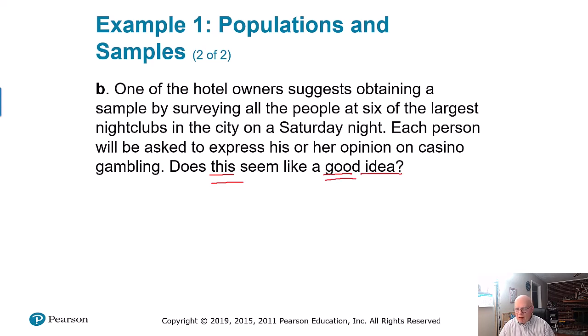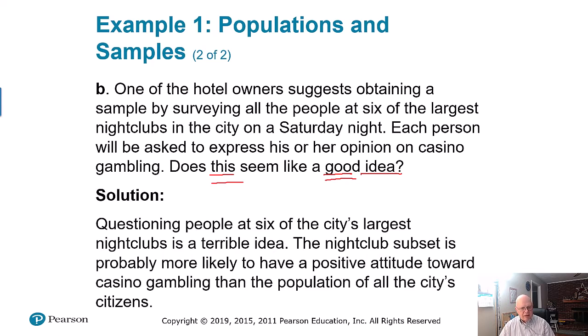So you might want to pause this for a second, read through it one more time, and see if you go along with this. Okay, you're back? Well, nightclubs, really? Don't you think those would be more likely to be in favor of gambling? So that's probably not a good representative sample.